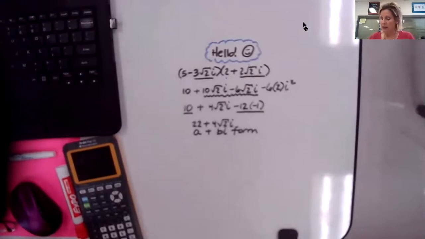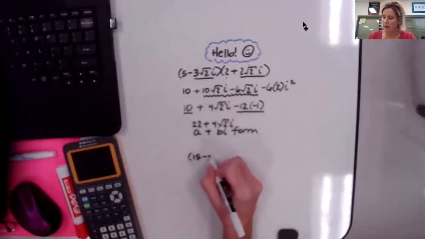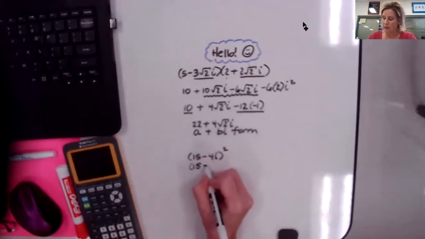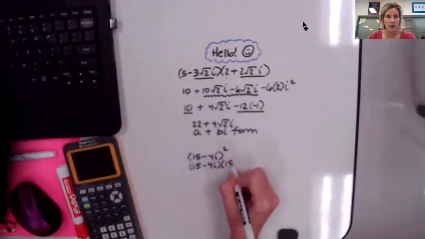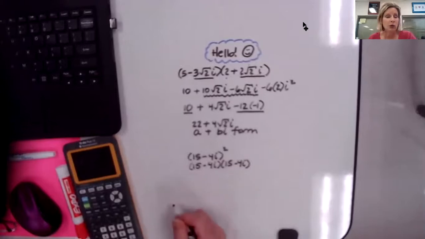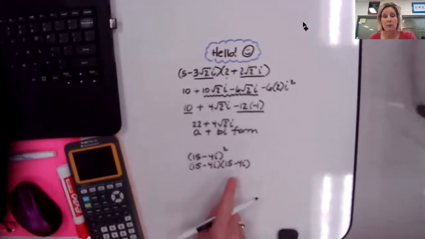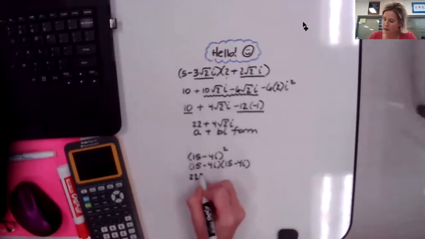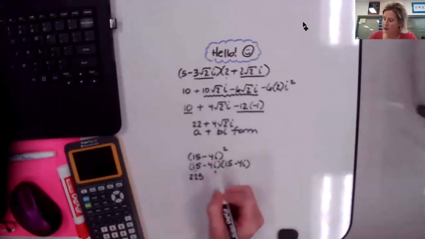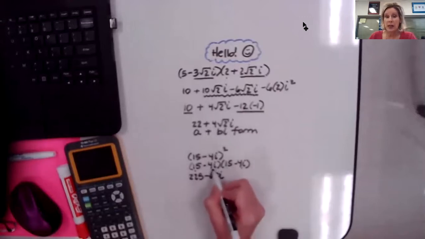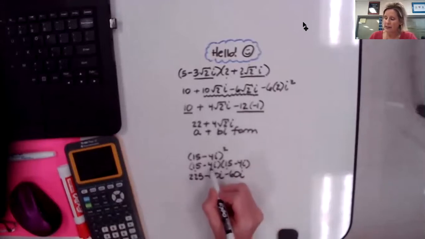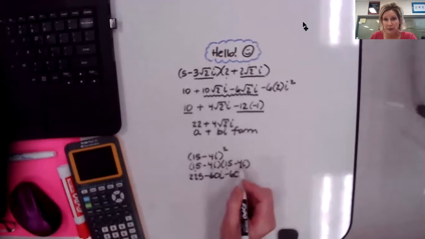So now, let's do 15 minus 4i quantity squared. So guys, remember that means 15 minus 4i times 15 minus 4i. So we're going to do the exact same thing. We're going to FOIL. So this one might be simpler, but it's got large numbers. So first is 15 times 15. That's 225. Outer is 15 times negative 4i. That's negative 60i. Inner is negative 4i times 15, so that's again negative 60i. Last is negative 4i times negative 4i, which is positive 16i squared.